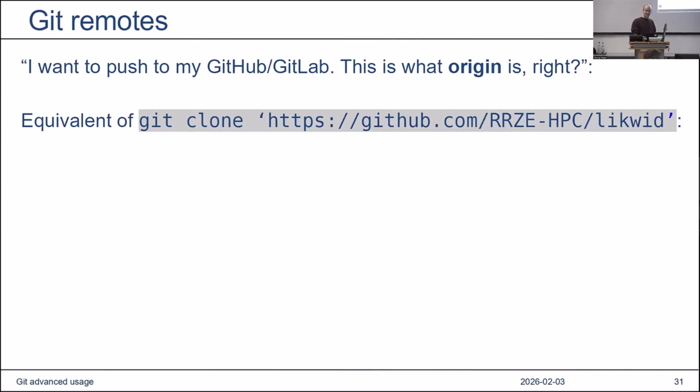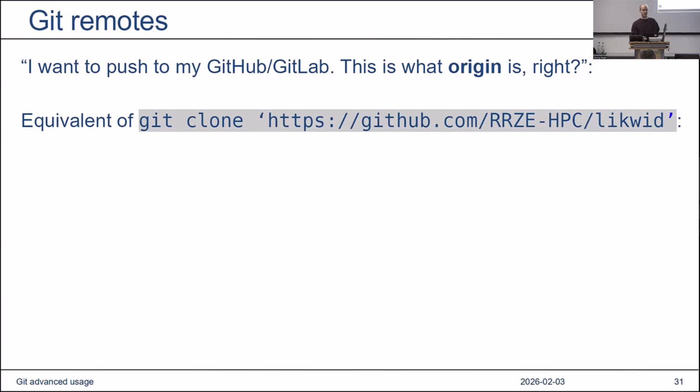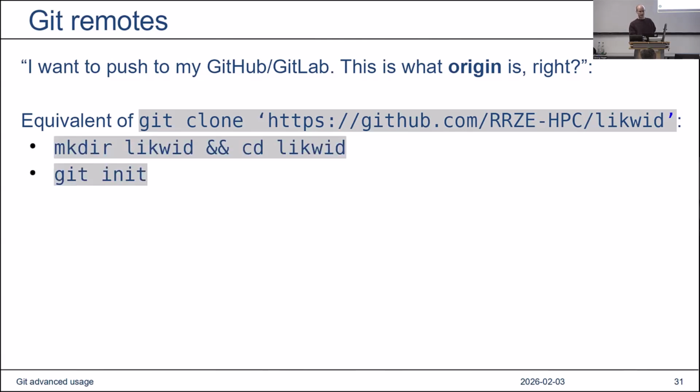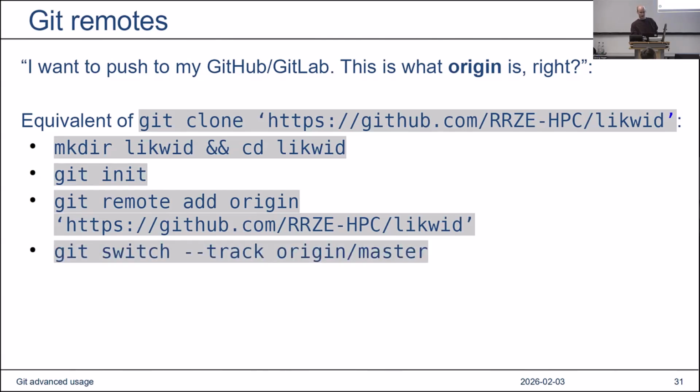Yes, and I think in order to explain what origin actually is, let's show what a git clone actually does. Let's say we want to clone Liquid to our disk. We create a directory, enter it, and type git init. What we do now manually is type git remote add origin. Oh, origin, this is where it comes from. And we say this origin is at this URL. And then we say, please change to the master branch of this repository. This is essentially what a git clone does. And the origin comes exactly from here.